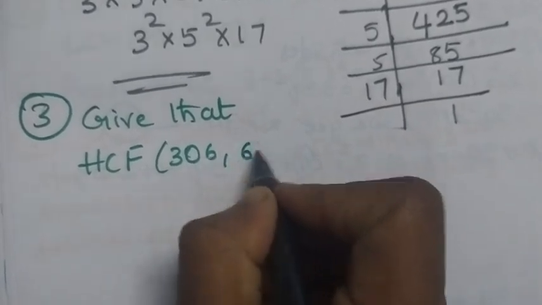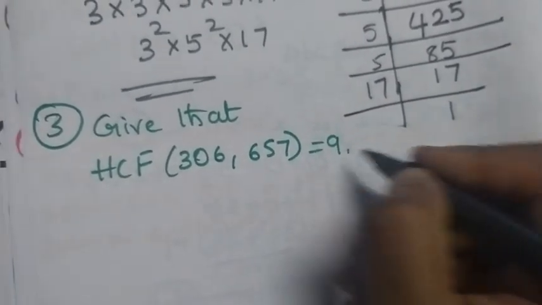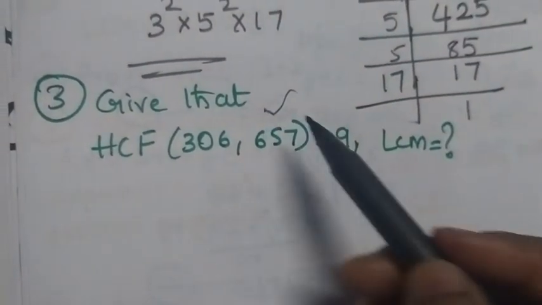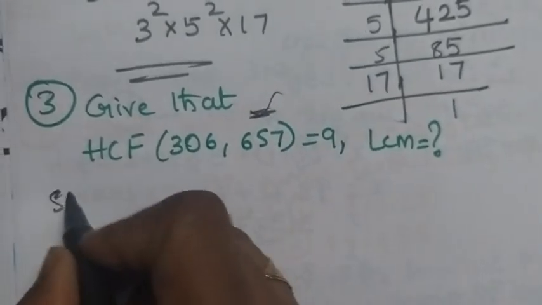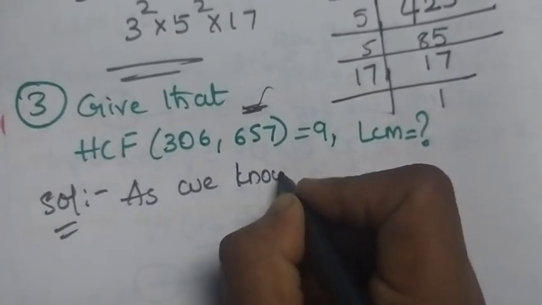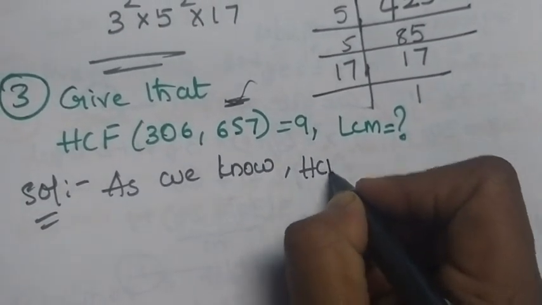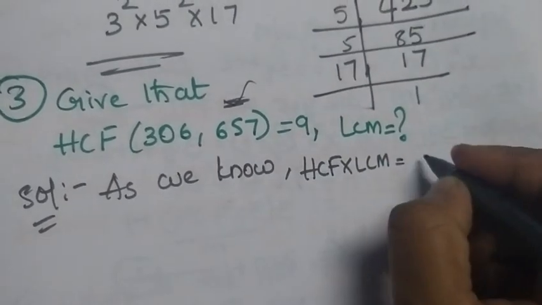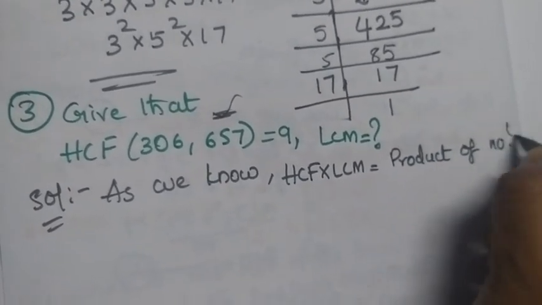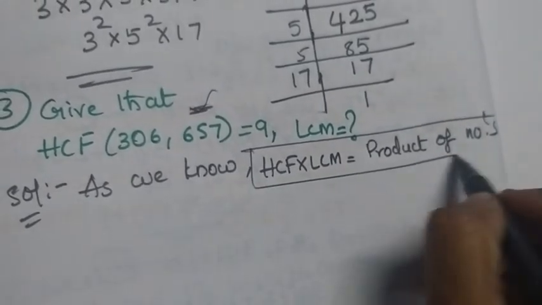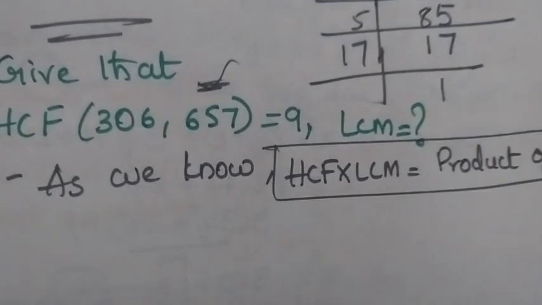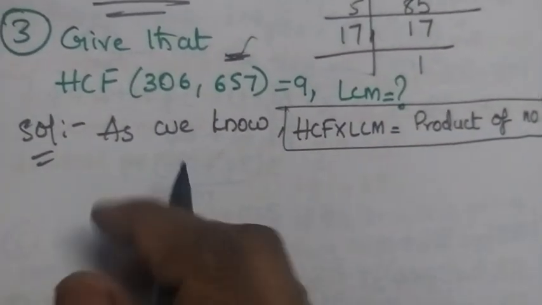306, 657, children, is equal to 9. LCM is equal to, we have to find. Okay, LCM of the same numbers we have to find. So solution, as we know, we have to write the product of HCF and LCM is equal to the product of the given numbers. Okay, this is the formula we know, that the product of HCF and LCM is equal to the product of given numbers.